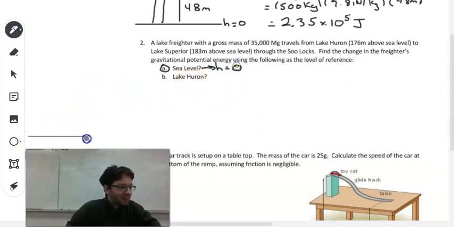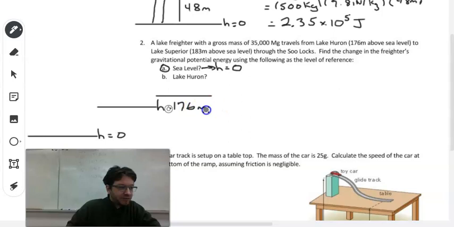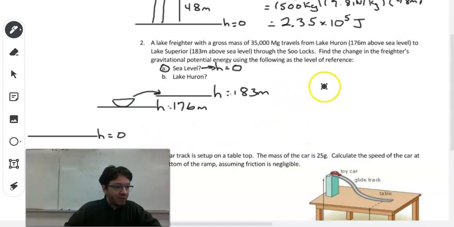So let's imagine we have sea level down here, and then we have Lake Huron here, and Lake Superior here. So this would be a height of 0. This would be a height of 176. And this would be a height of 183. All right, and we want to know the change in gravitational potential energy if our boat goes from here to here. All right, so we can calculate that.